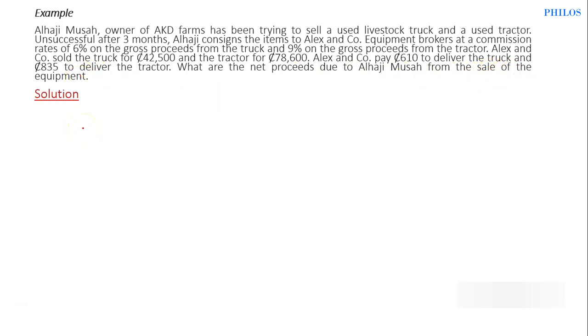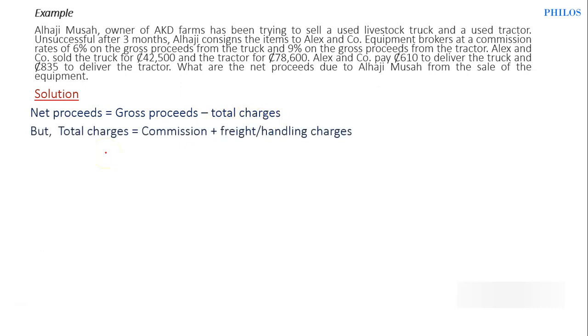To solve this, first, let's recall the formula for net proceeds. The formula for net proceeds is gross proceeds minus the total charges. But the formula for total charges also is the commission plus the freight or handling charges. So to solve this properly, since we have two things, a truck and a tractor, let's solve them one by one. So let's take the truck first.